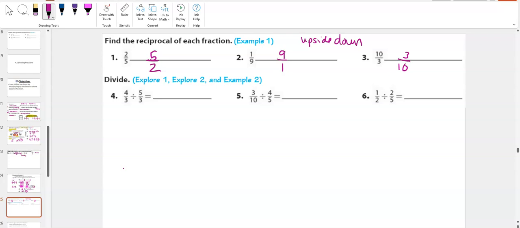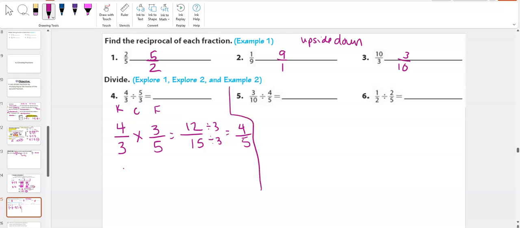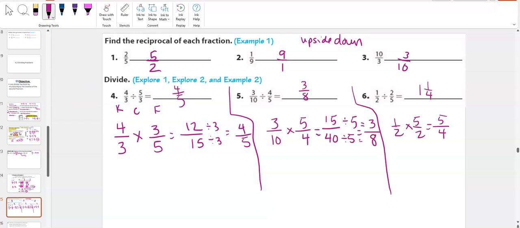Okay, now we're going to do our division. So remember, we're going to keep, change, flip. Keep, change, flip to the reciprocal. Now we have 12/15. Divide by 3, and you get 4/5. Okay, go ahead and pause that video and try 5 and 6 on your own. All right, if you have finished your problems, you would get 3/8 here for number 5 and 1 1/4 for number 6 by keep, change, flip.